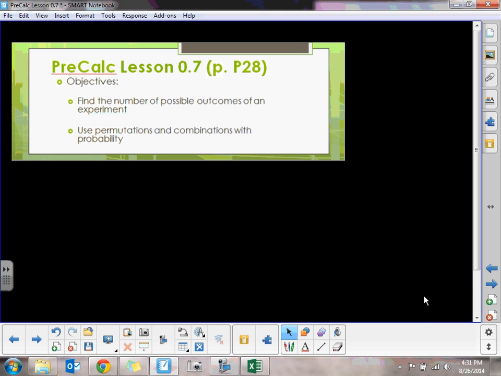In lesson 07, we're going to be working with calculating probabilities. And in order to calculate probabilities, you're going to have to find the possible number of outcomes of an experiment. Within that context, you may use the idea of permutations and combinations to calculate probabilities. So we have two basic objectives: the first is to find the number of possible outcomes of an experiment, and the second one is to use permutations and combinations when appropriate to find probability.